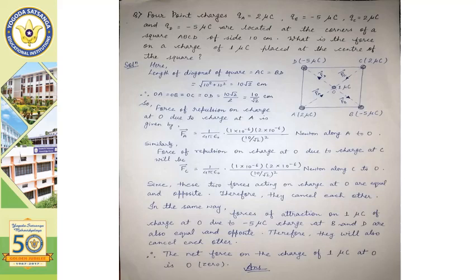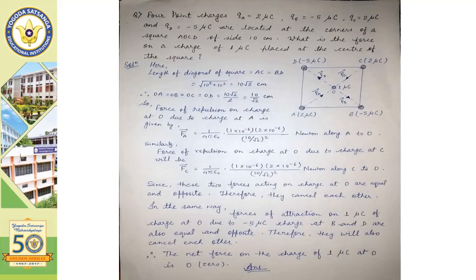Here I am reading the question first. Try to understand it properly. Four point charges QA 2 microcoulomb, QB minus 5 microcoulomb, QC 2 microcoulomb and QD minus 5 microcoulomb are located at the corners of a square ABCD of side 10 cm. What is the force on a charge of 1 microcoulomb placed at the center of the square? Here you can see there is a group of charges and we have to calculate the force which is acting on the charge at O. So here we will apply the principle of superposition.